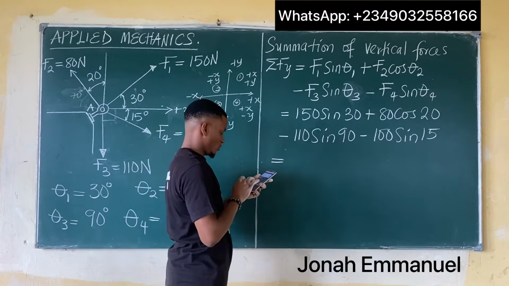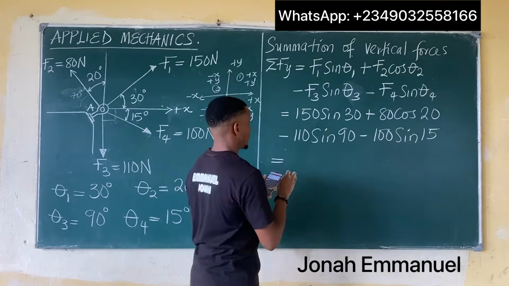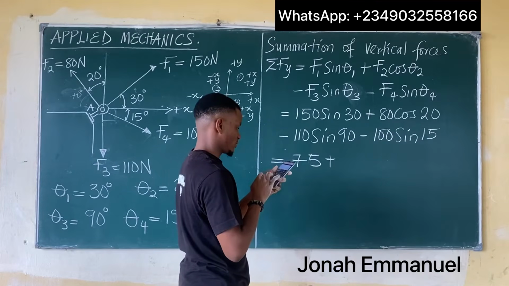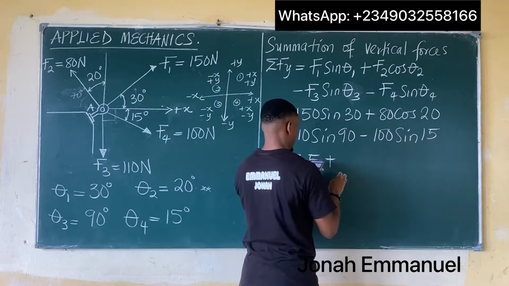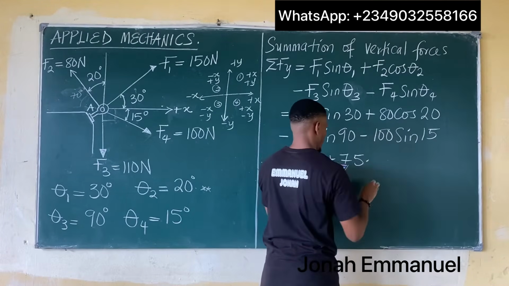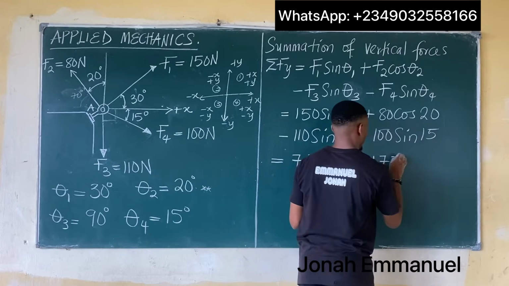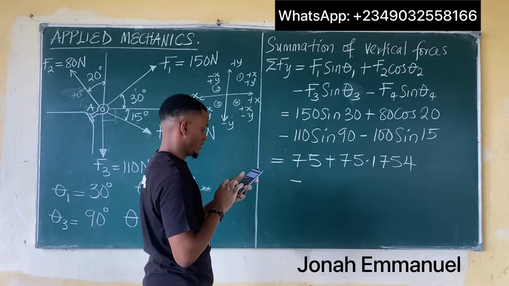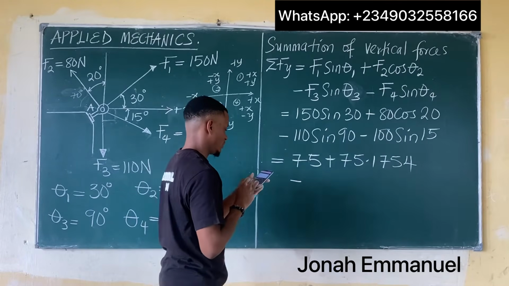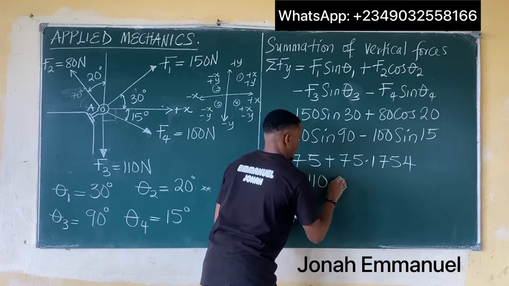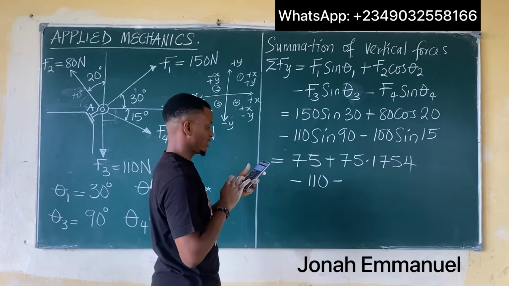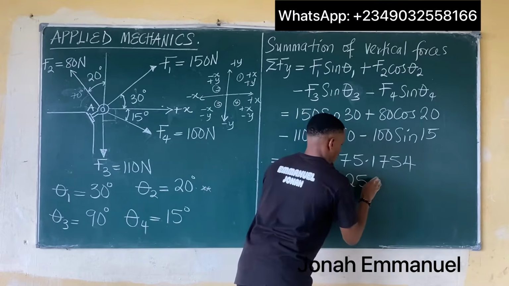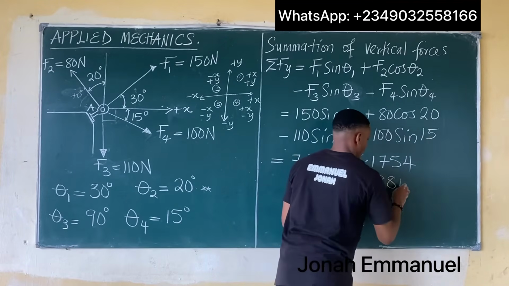So I'm having 150 sine 30, that's 75, plus 80 cos 20, that's plus 75.1754, minus 110 sine 90, that should give 110 minus 110, then minus 100 sine 15, that's about 25.8819.